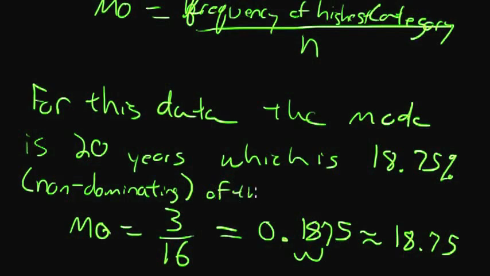Of the cases. So 18.75% of the cases. And how do we know if it's non-dominating? Well, that's pretty simple. We say, is it more or less than 50%? If it's less than 50% of the cases, then it's not dominating. If it's more than 50% of the cases, it would be a majority. Therefore, it would be the dominating case. But in this case, it's not. It's not dominating.